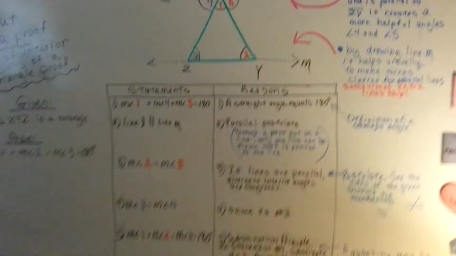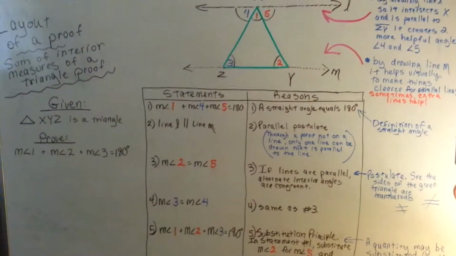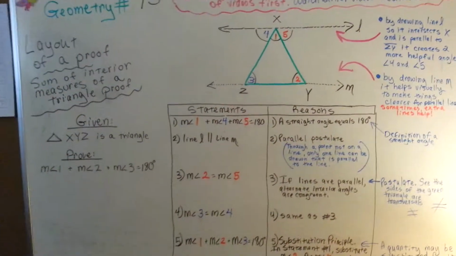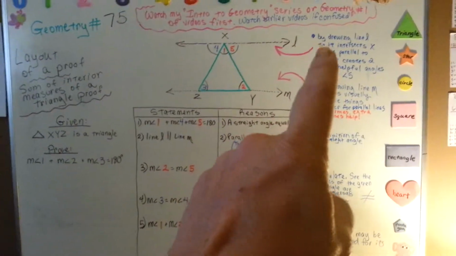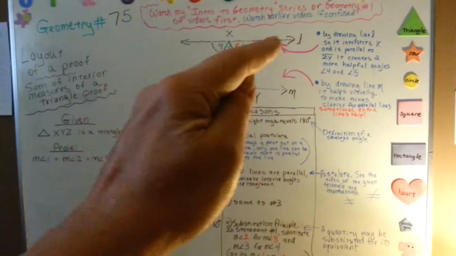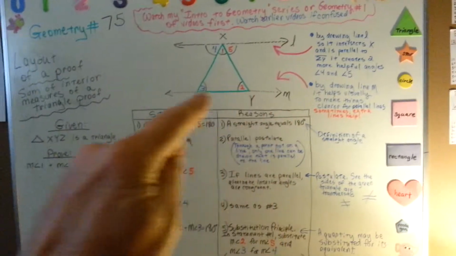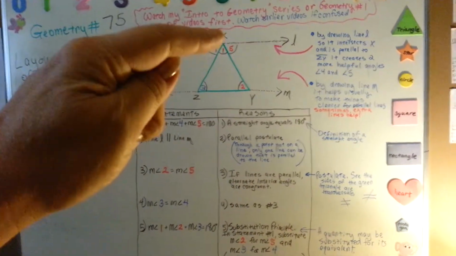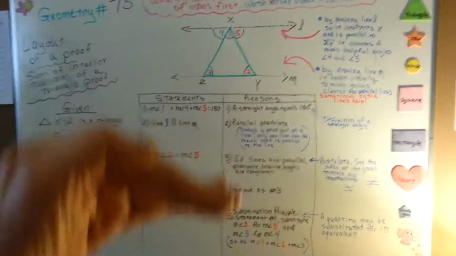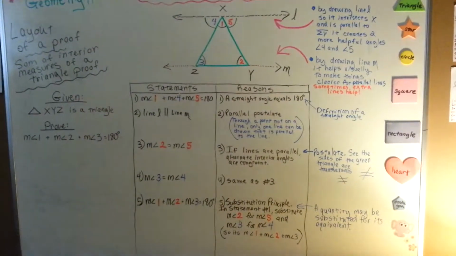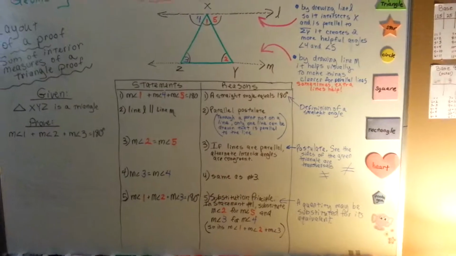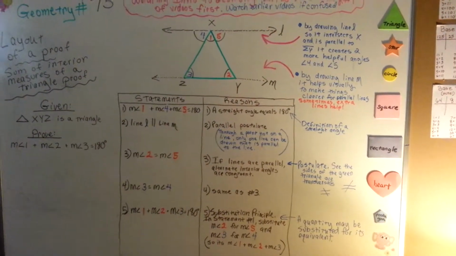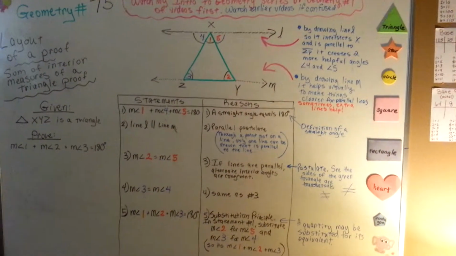So we have now proven that the measures of angles 1, 2, and 3 equal 180 degrees, and we did it by drawing those extra lines that really helped us prove it. The straight angle and the line M drawn through here helped it become a parallel, and then we were able to go from there. So that's the layout of a proof for the sum of the interior measures of a triangle. I hope this helps you. The next thing we're going to be talking about is exterior angles of a triangle.